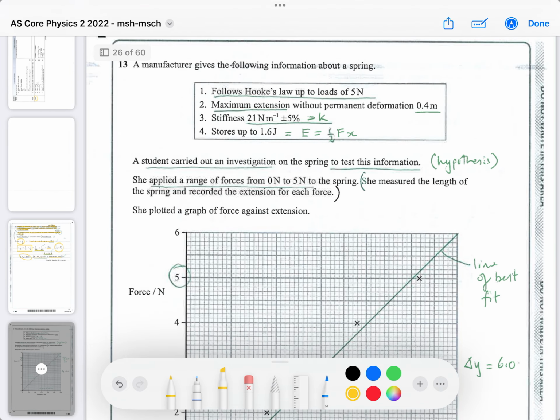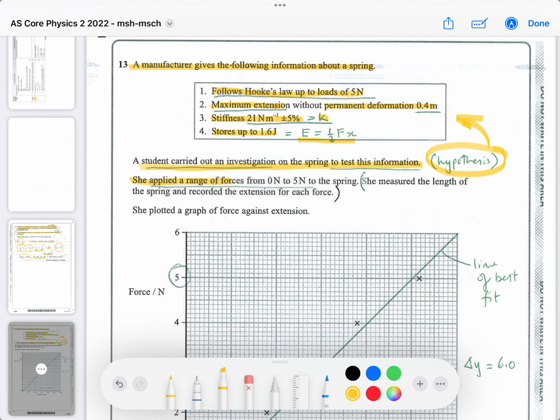Here a manufacturer gives the following information for a spring: it follows Hooke's law up to 5 newtons, maximum extension without permanent deformation is 0.4 meters, which we don't reach in this experiment. Stiffness constants are given with an uncertainty of 5%, that's K, and it can store up to 1.6 joules if you stretch it as far as possible, which means up to 0.4 meters. A student carried out an investigation to test this information, so that's kind of like a mathematical hypothesis that it could be tested.